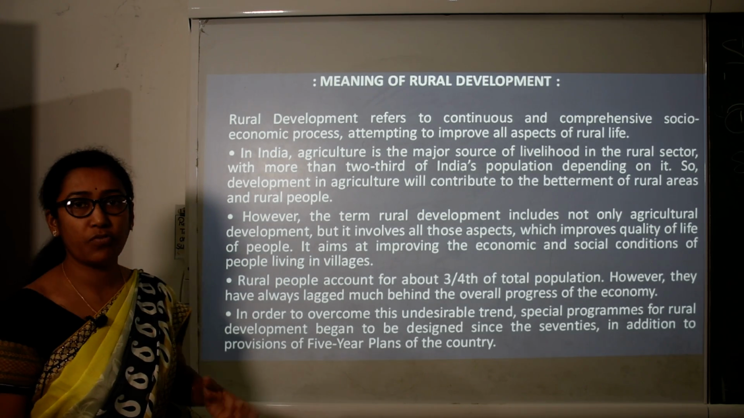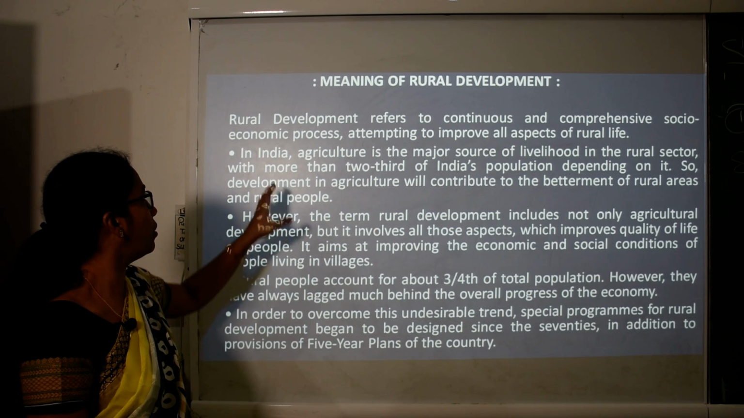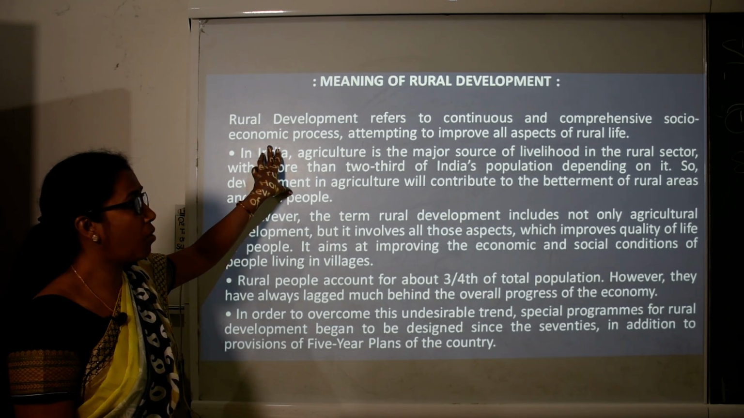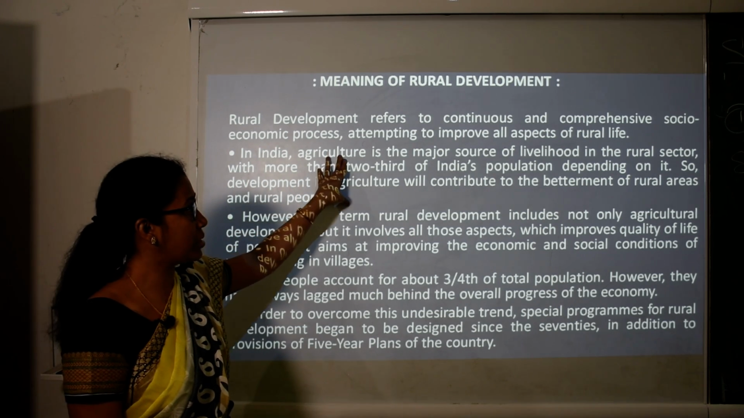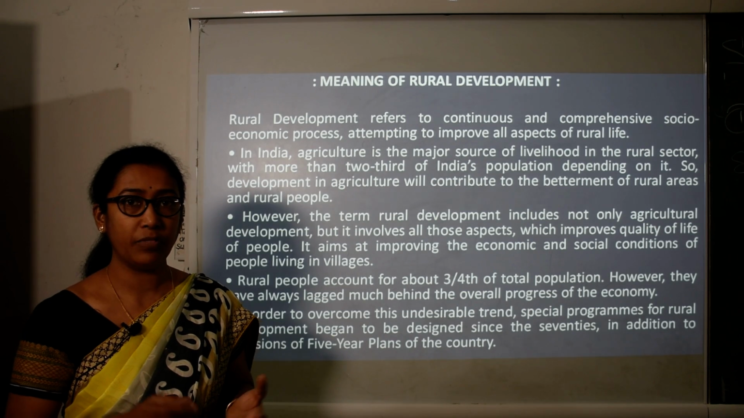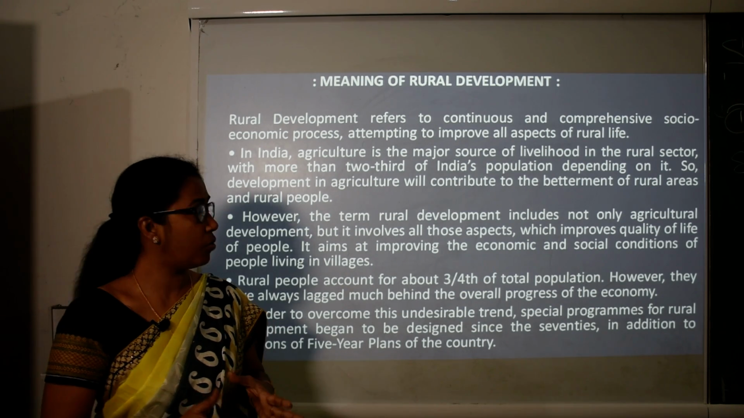Now, what is the meaning of rural development? Hence the chapter is all about that. So, rural development refers to a continuous and comprehensive socio-economic process attempting to improve all the aspects of rural life, including their infrastructure and all other things.